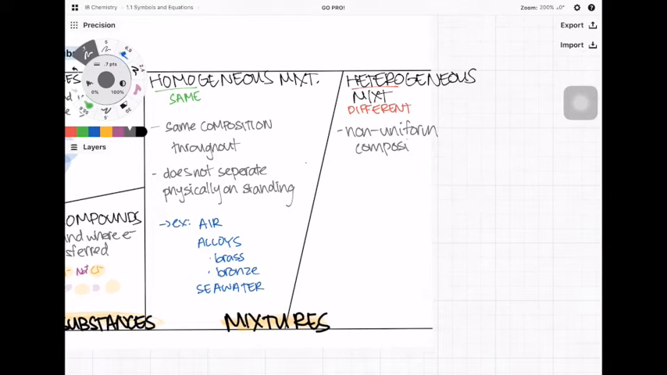The IB's definition of heterogeneous mixtures is this idea that they have a non-uniform composition. So taking a spoonful from one place will get you a different composition than taking a spoonful from another place, and they can separate on standing. So an example of this, which the IB uses, is this idea of oil and water.